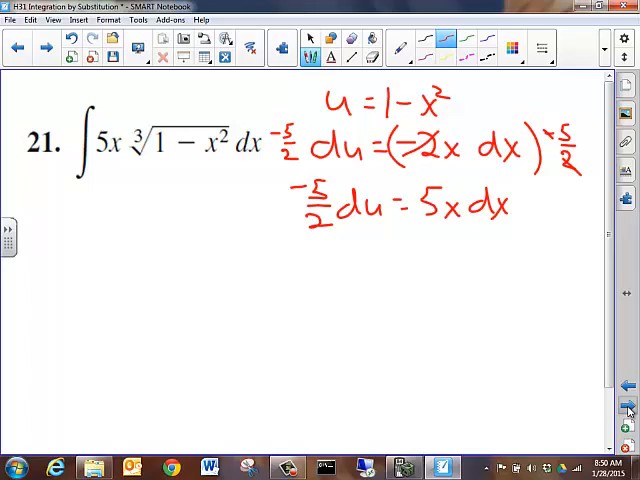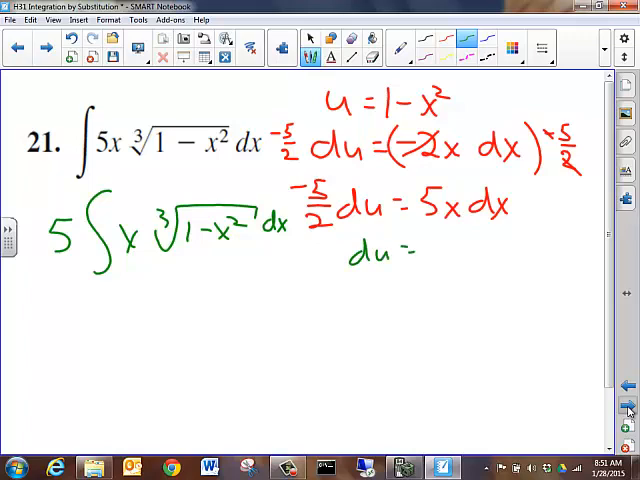Okay? Let me show you another way to look at that. Remember, this 5 is a constant term in our original problem. So we could just pull it out in front and know that in the end we're going to have to multiply our answer by 5. Well, if we do that, then du, over here, we get du is negative 2x dx.